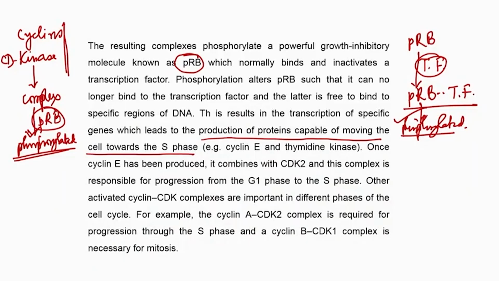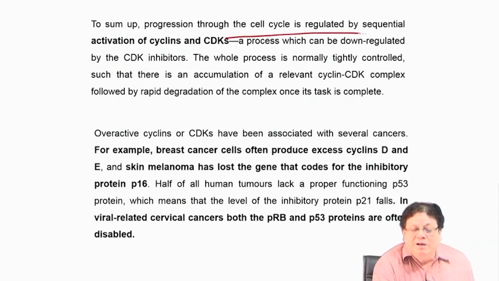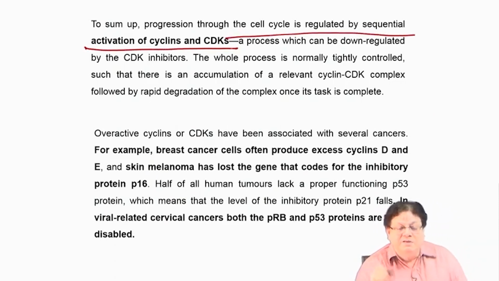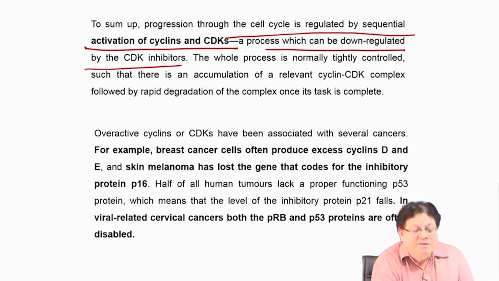Okay. So, what I was telling you is that these kinases are important targets for discovery of anti-cancer agents, because that is a way to control the growth of a cell. To sum up, the progression through the cell cycle is regulated by sequential activation of cyclins and CDKs, a process which can be down regulated by the CDK inhibitors.